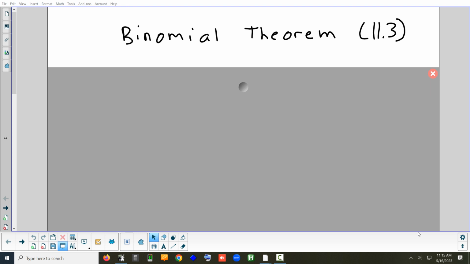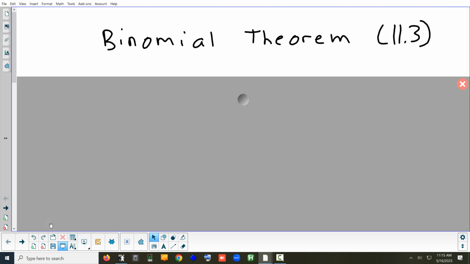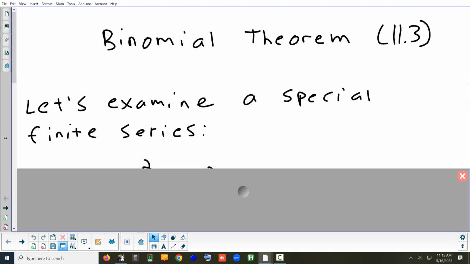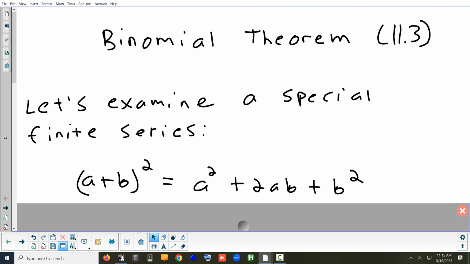Alright, so today we're going to take a look at section 11.3, which is on what's called the Binomial Theorem. And this is going to tie in with what we do in 11.6, which is probability. So there will be a connection between the two sections. So what we're going to do is look at taking a binomial.